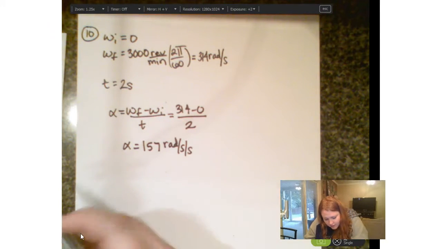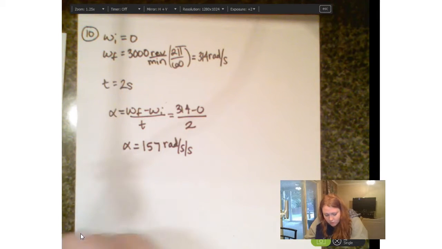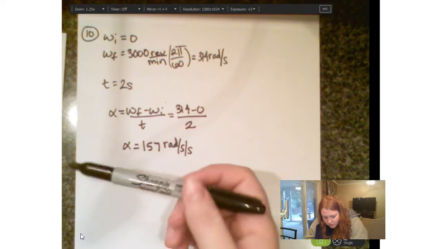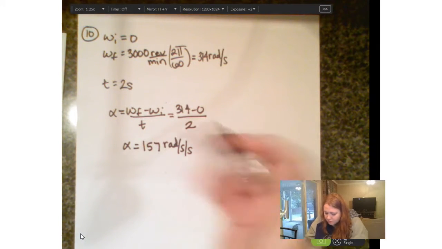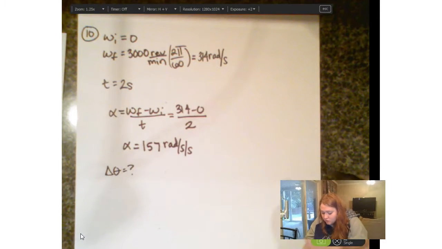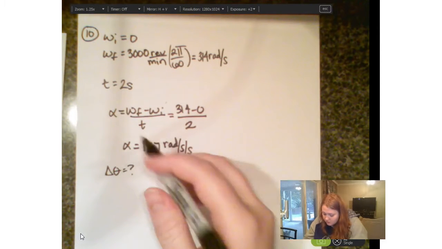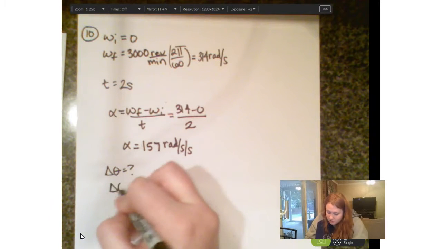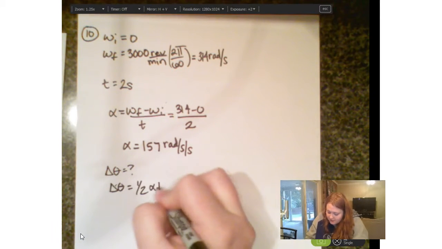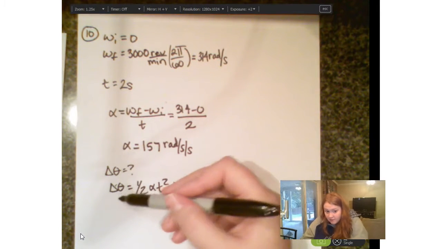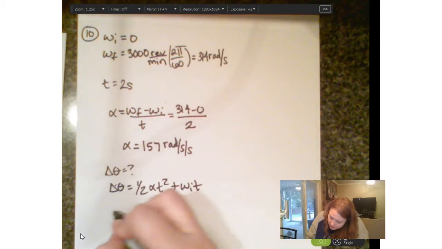Now the second part says how many revolutions has the disk, whoa, that's number 9, I'm sorry. Part B says how many revolutions does it make while reaching this speed. So now it's basically just asking for theta. And you can use a couple different equations to figure that out. I'm going to use the delta theta equation, 1/2 alpha t squared plus omega i t. The reason I'm using this is because theta is already solved for me. I don't have to do any algebra there.